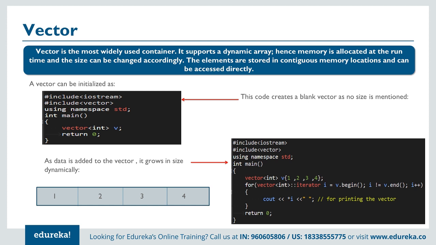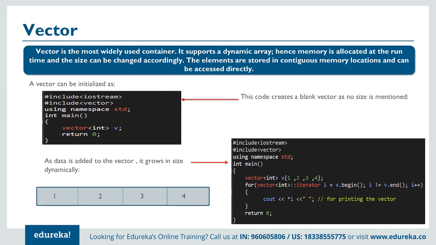Vector is one of the most widely used containers. It supports a dynamic array, hence memory is allocated at runtime and the size can be changed accordingly. I had discussed this point earlier as well: a vector is dynamically resizable and the elements are stored in contiguous memory locations and can be accessed directly. Directly meaning that you can simply access them with the help of an index, and you can even randomly access the elements of a given vector.